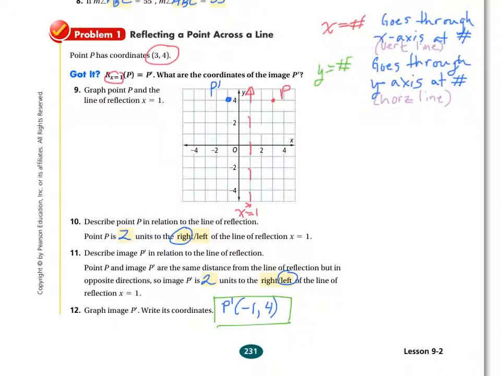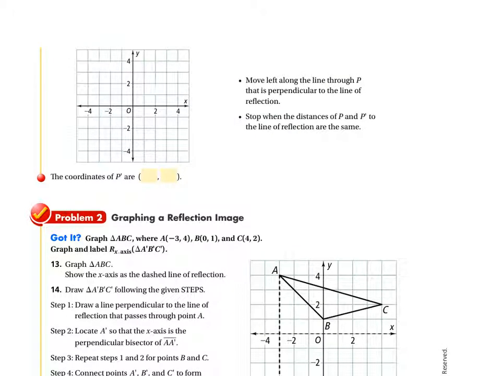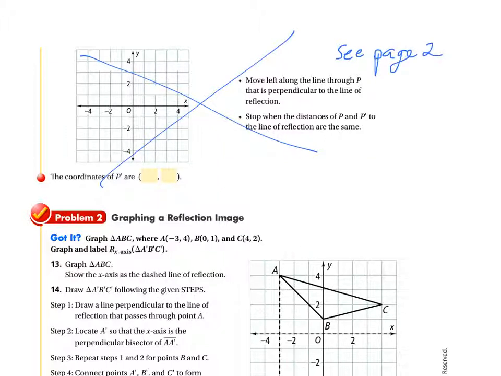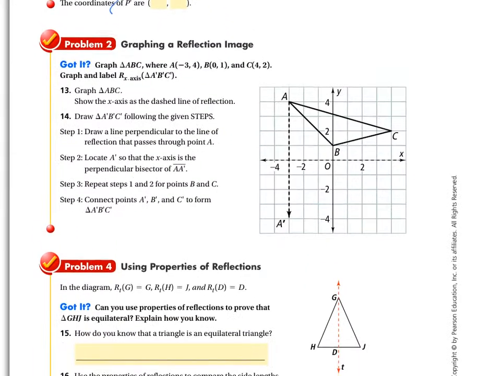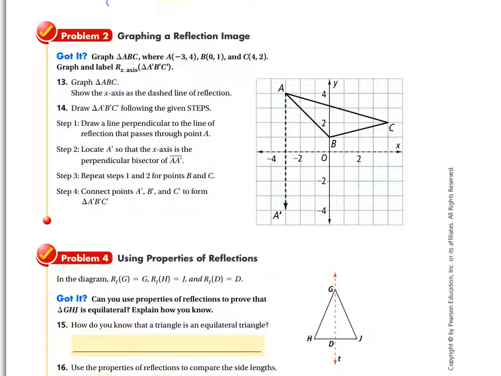All right, so look at, and we're going to ignore the top part of page 3 because we just answered all those questions, right? So we just answered all those. See page 2. And then problem 2, now we're graphing a reflection image. Fortunately, they graphed triangle ABC for you, and the notation says that we are to reflect over the x-axis, and we're going to get triangle A prime, B prime, C prime.